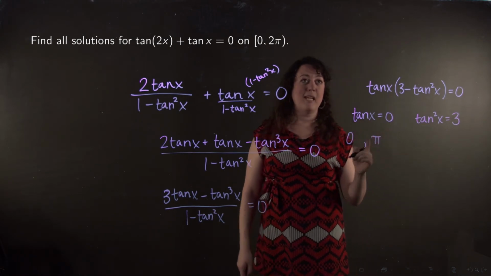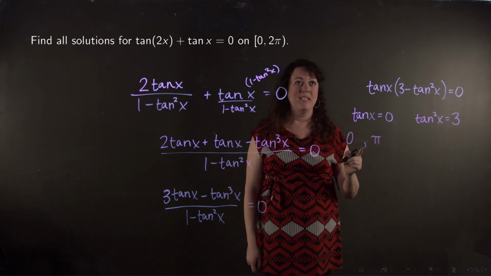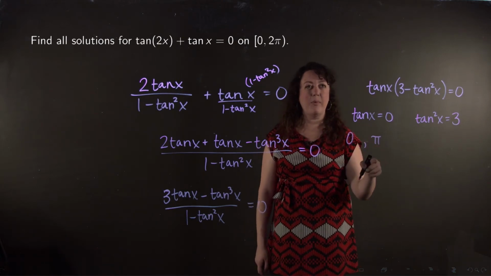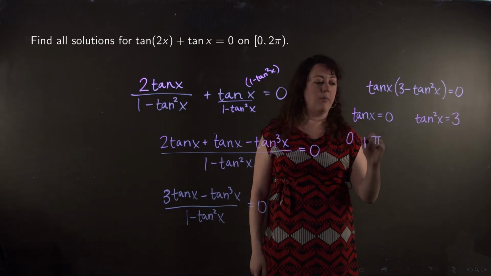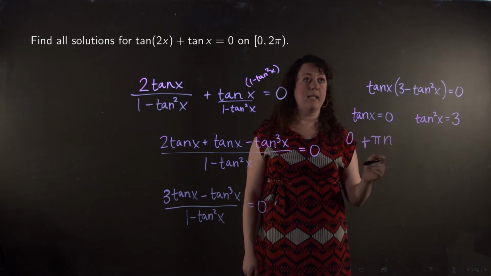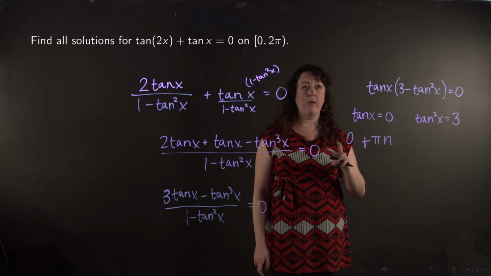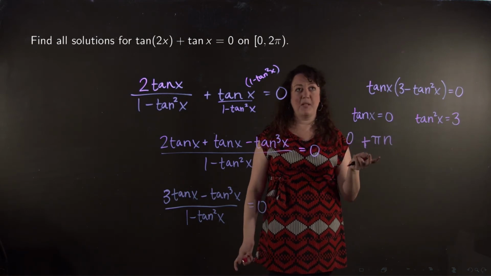And how often does tangent repeat itself? Tangent repeats itself every pi, which means that I don't actually have to write both of these. I can just write 0 plus pi in. That's going to hit the pi, it's going to hit the 2 pi, the 3 pi, all of them. I don't have to list them separately because I'll just be repeating myself.